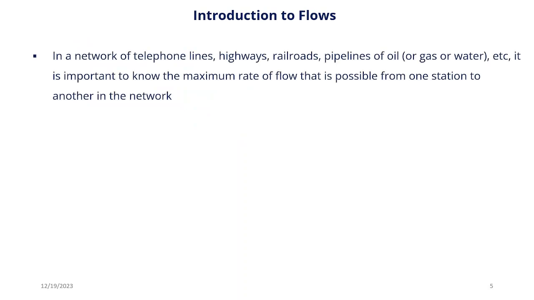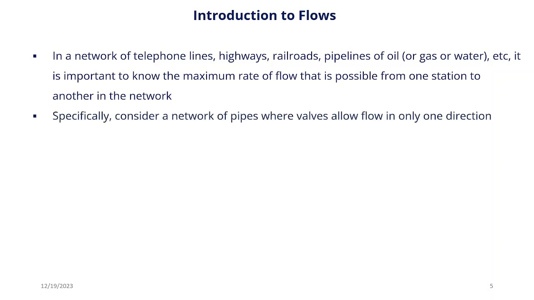In a network of telephone lines, highways, roads, oil pipelines, water pipelines, gas pipelines, etc., it is important to know the maximum rate of flow that is possible from one station to another in the network. Specifically, consider a network of pipes where valves allow flow in only one direction. Each pipe has a capacity per unit time.